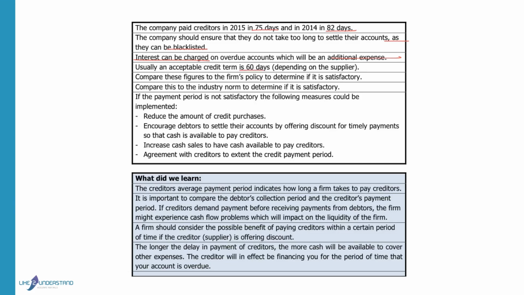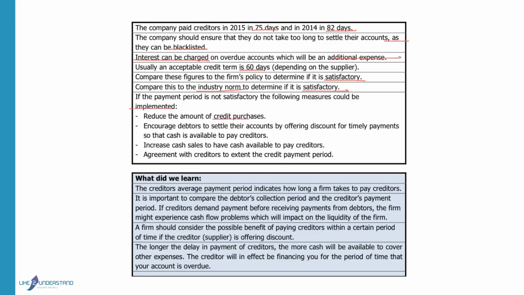Compare your figures with the firm's policy to determine if it's satisfactory or whether you are taking longer to pay than the terms policy, and compare it also with the industry norm to determine if it's satisfactory. If the payment period is not satisfactory, measures should be taken to improve the situation. So the following measures could be implemented.